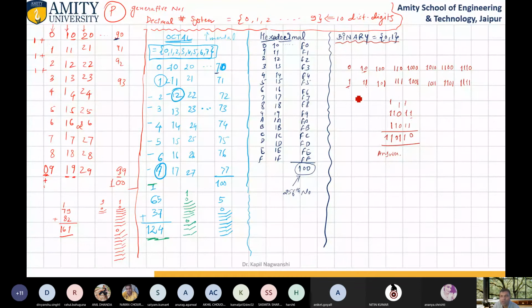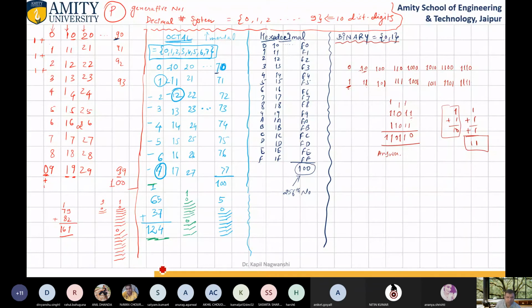So when you write 1 plus 1, the first number is 1. 1 plus 1 is the next number, so that is why it is 10. Okay. 1 plus 1 is 10. 1 plus 1 plus 1 is 11. 1 plus 1 is 10. Then carry 1. 1 plus 1 plus 1 is 11. Then carry 1. 1 plus 0 is 1. There is no problem.